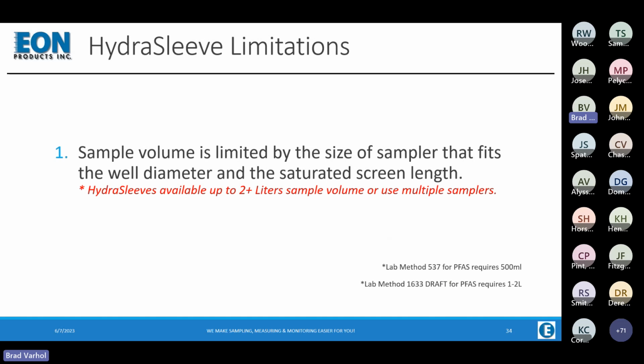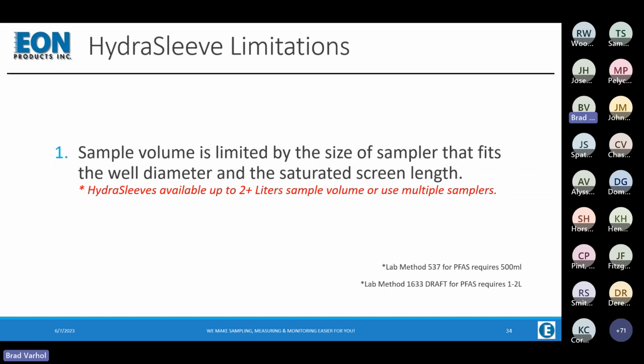Just like anything else, hydrosleeves have limitations. The sample volume is limited by the size of the sampler that fits the well diameter and saturated screen length. But again, the good news here is that a hydrosleeve can be manufactured that will hold up to 2 liters of sample volume, or you can use multiple samplers. And of course, all this is dependent on having adequate screen to support that volume.